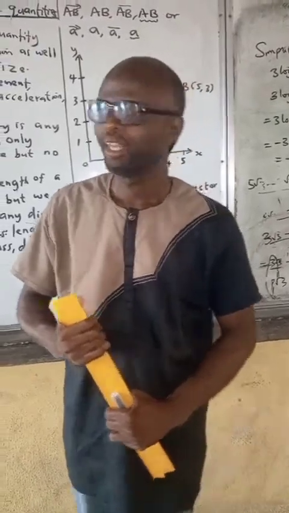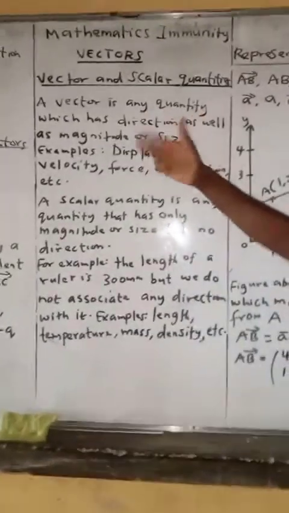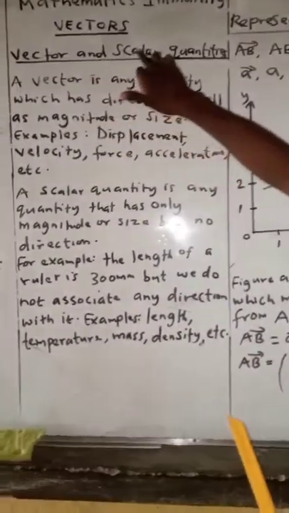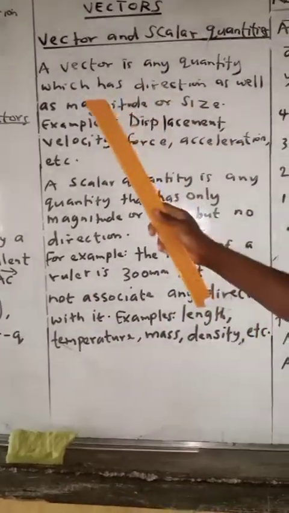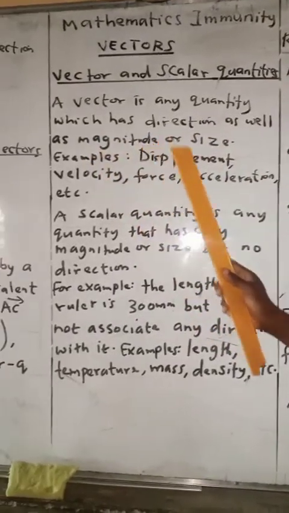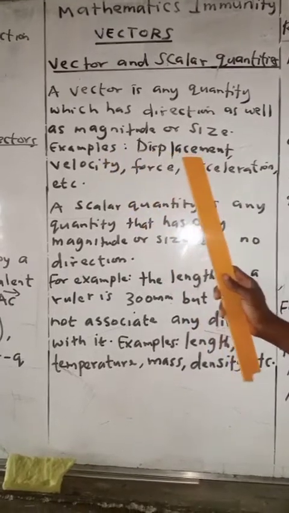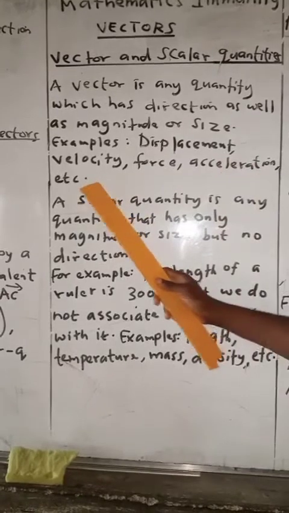Now, this is mathematics, and I'll be introducing you to vectors. Now, vector and scalar quantities. A vector is any quantity which has direction as well as magnitude or size. Examples of vectors: displacement, velocity, force, acceleration, etc.